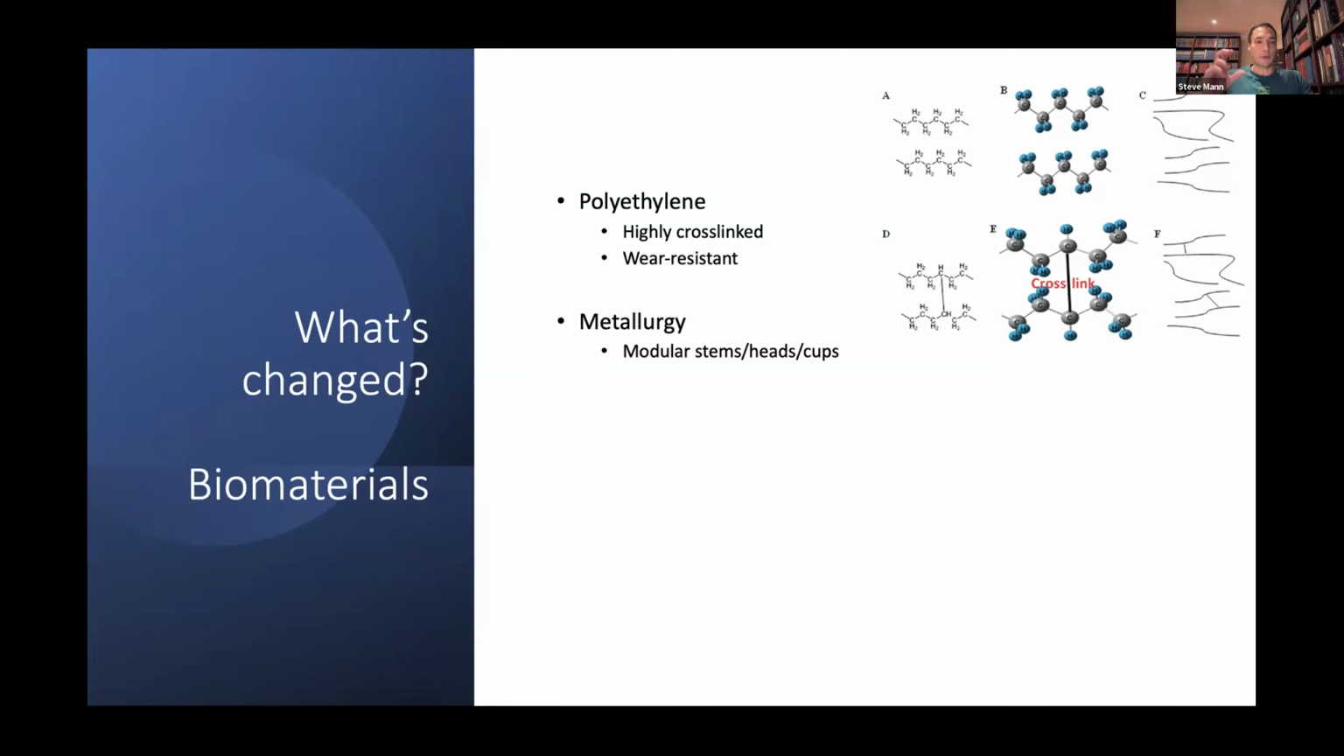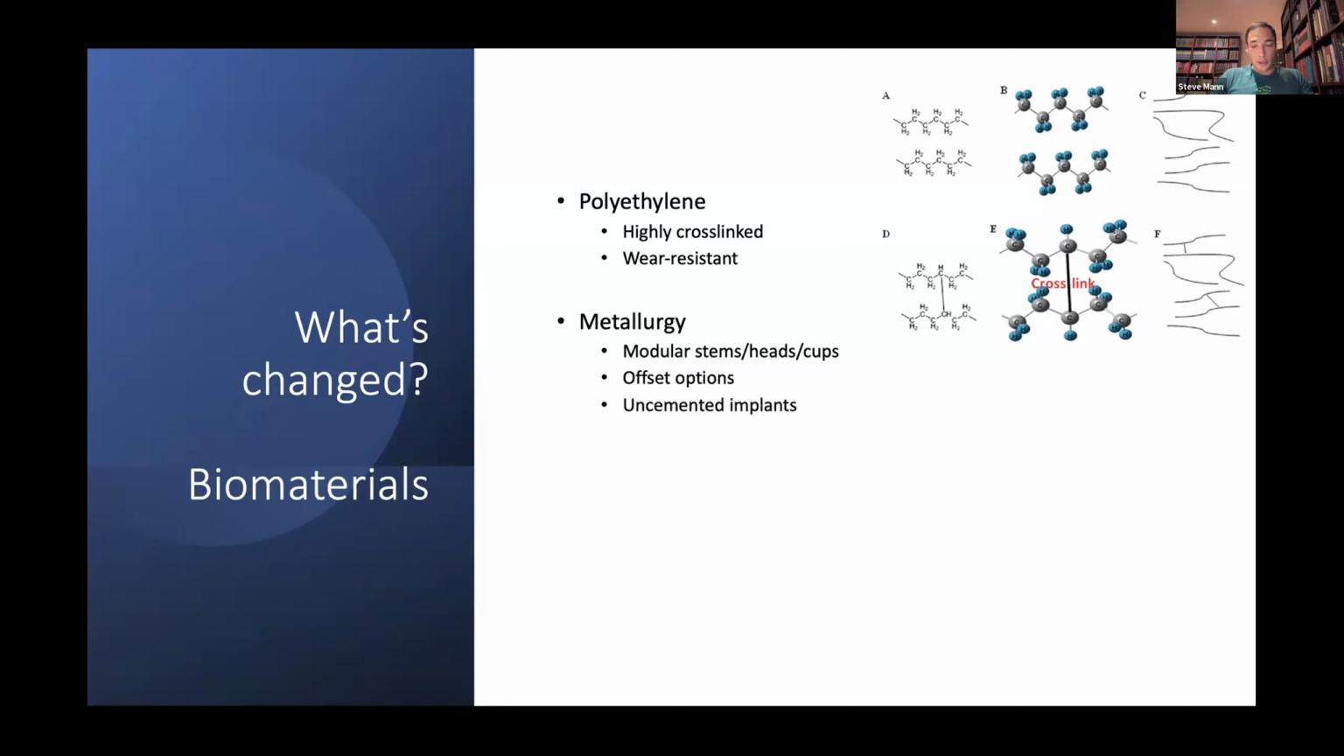So the stem is separate from the head. And then we also have cups that aren't just one piece, but they have metal shells with polyethylene liners, which can have different geometries. So they can have lips at the back, or they can have a greater thickness in certain places to lateralize if necessary.